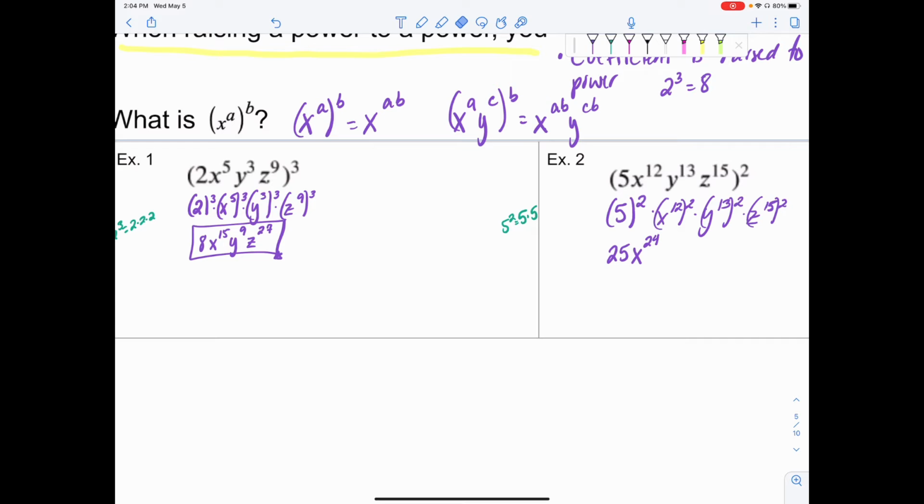Same thing with y's. We're going to keep our base the same. Multiply our exponents. 13 times 2 is 26. And same thing with our z's. So we get 25, x to the 24th, y to the 26th, z to the 30th.